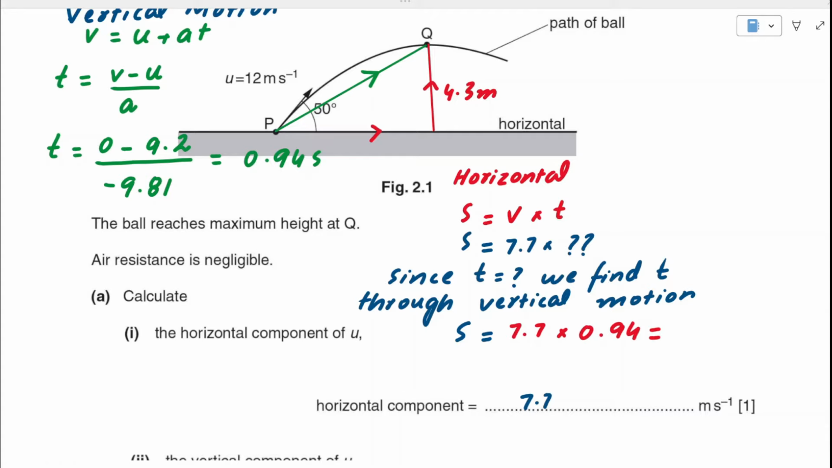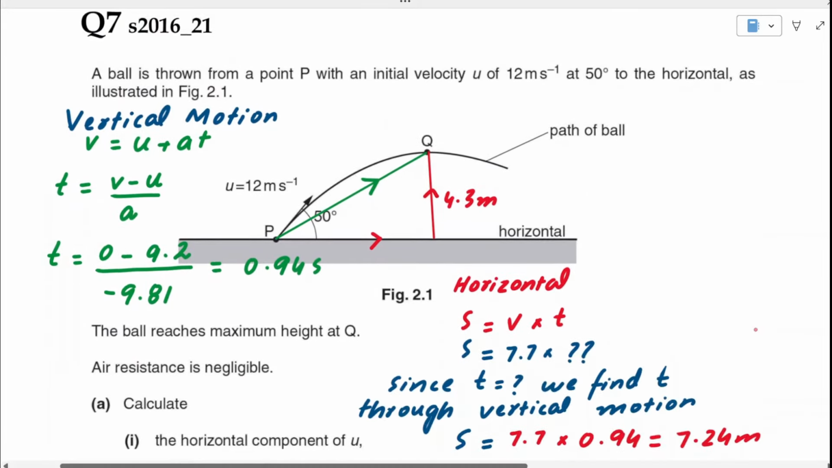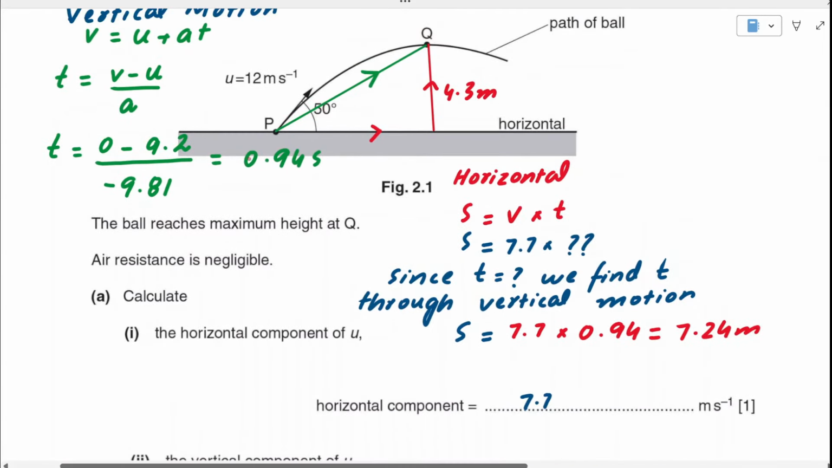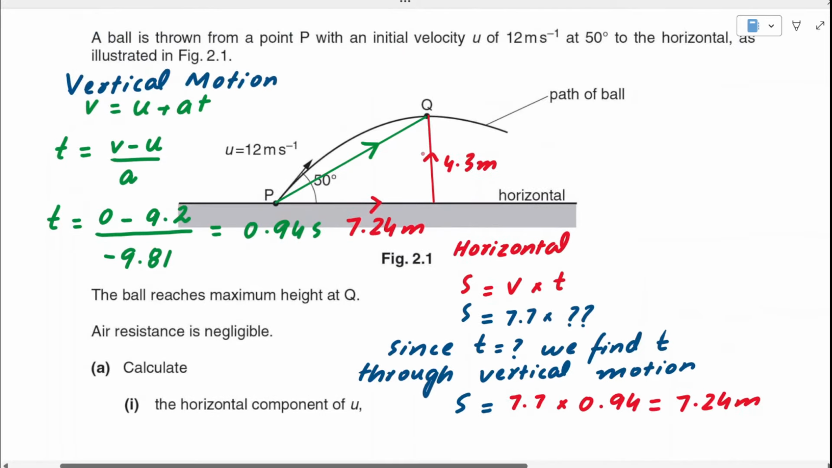So if I hit it on the calculator, 7.24 meters. What is this displacement? This is the horizontal displacement. 7.24 meters is your horizontal displacement.